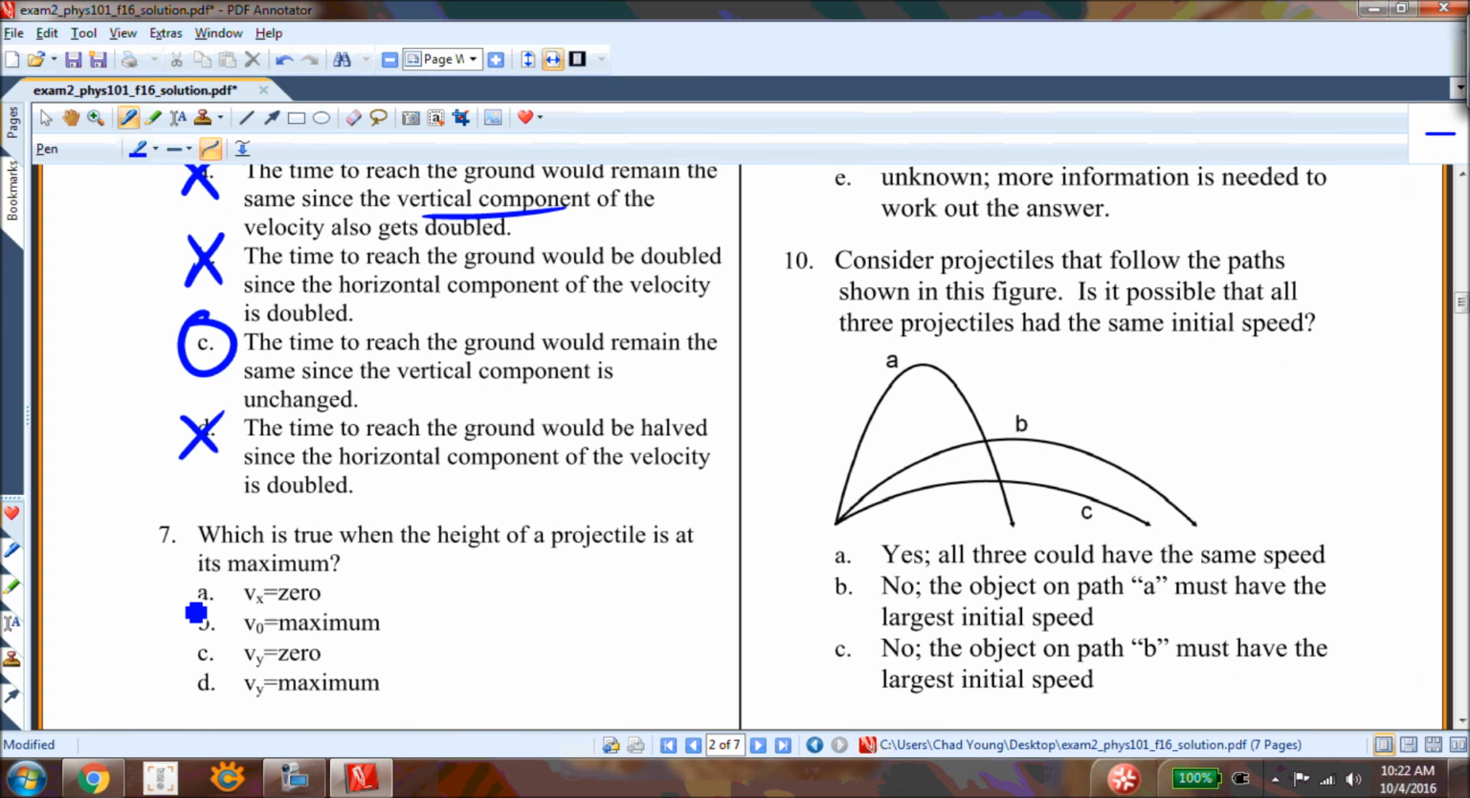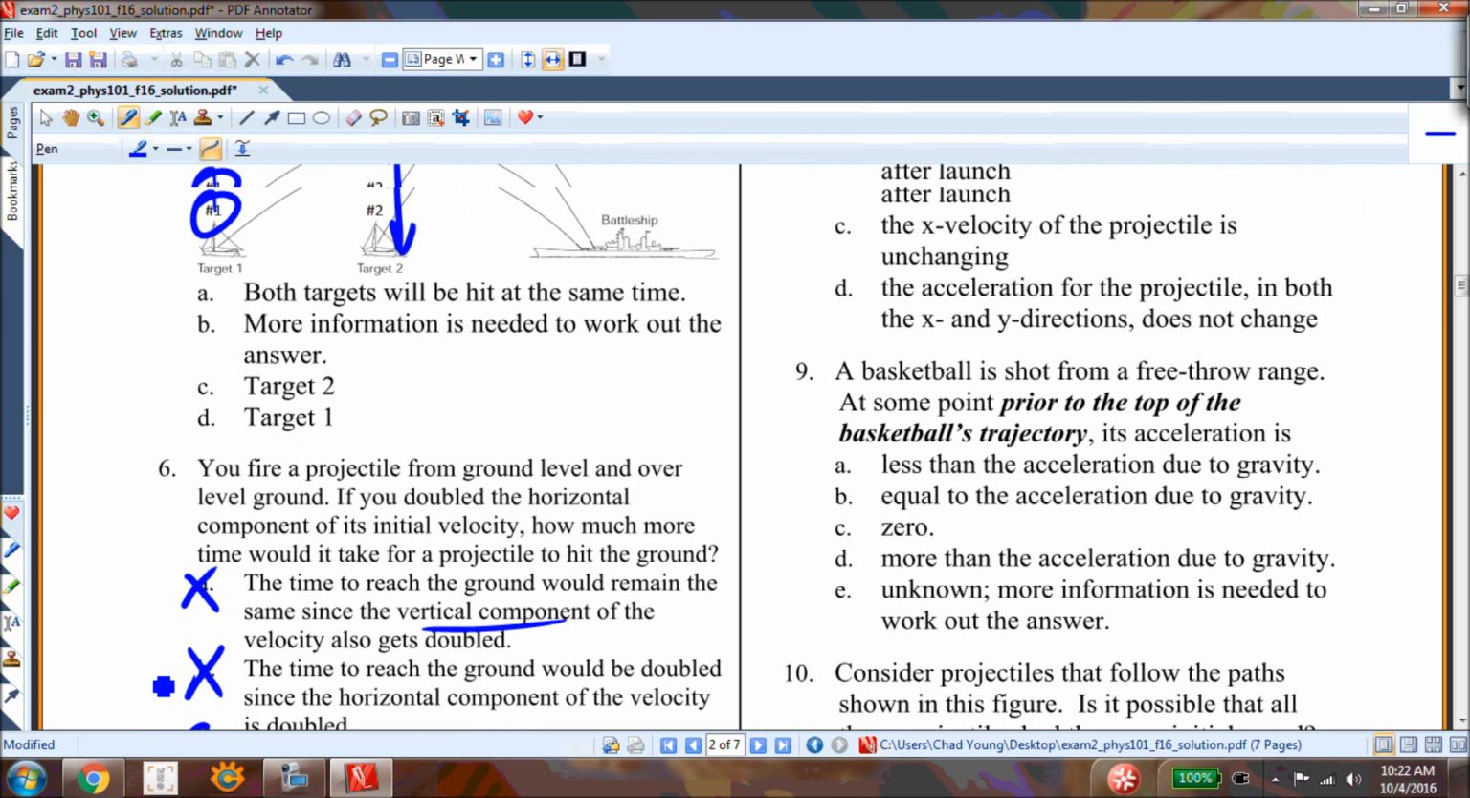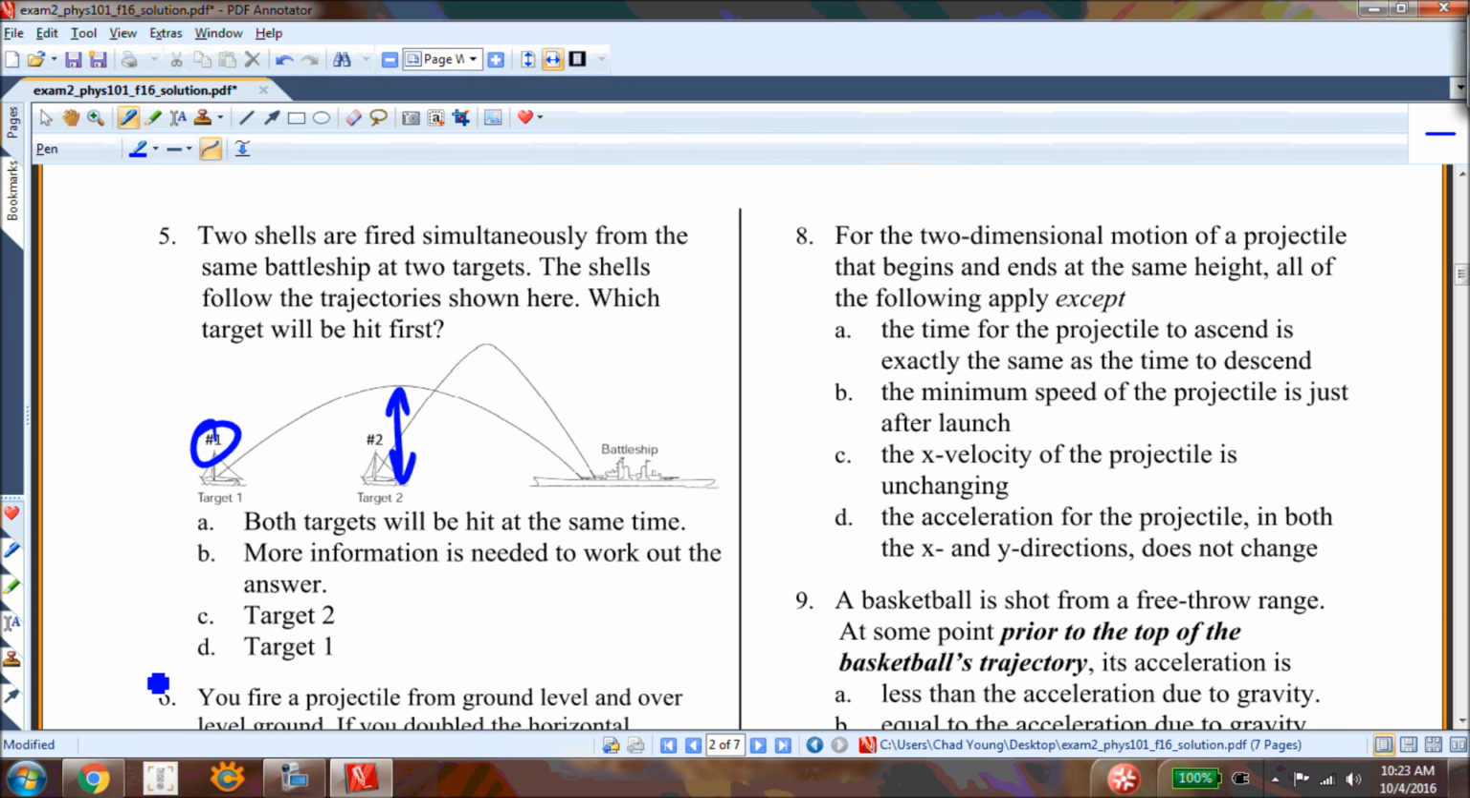What is true when the height of a projectile is at its maximum? Vy is equal to 0. None of these other things are true. For two-dimensional motion of a projectile that begins and ends at the same height, all the following apply except for which of these? All right, the time for the projectile to ascend and descend is the same. That's true.